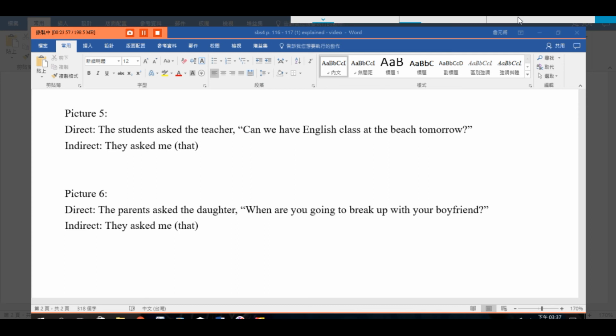Now let's take a look at picture number 5 and number 6, the last 2 pictures on page 117. Picture number 5 is the picture where there are 3 students in the classroom and they ask the teacher a question. And the question is, can we have English class at the beach tomorrow? This is a yes/no question starting with the helping verb can, or the modal verb can. Alright, so we have to transform this into an embedded question.